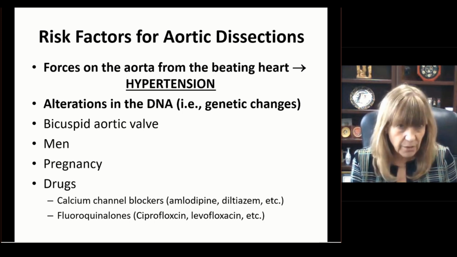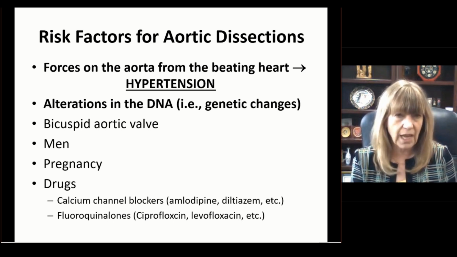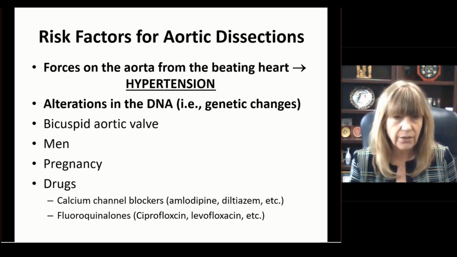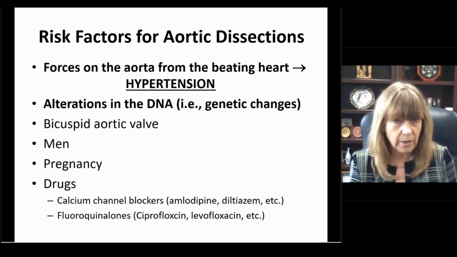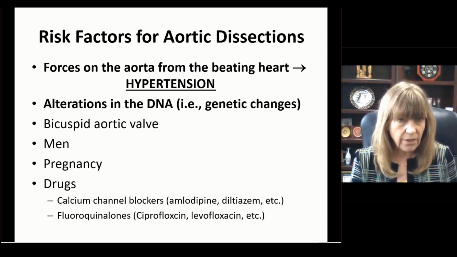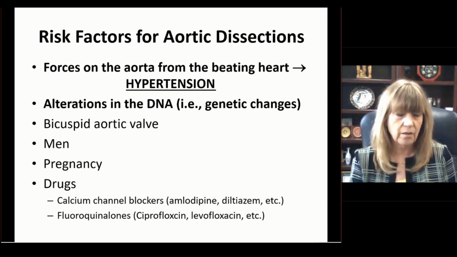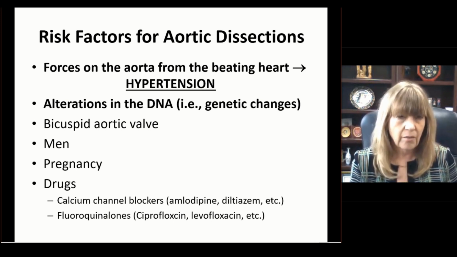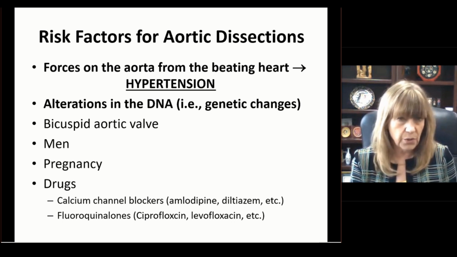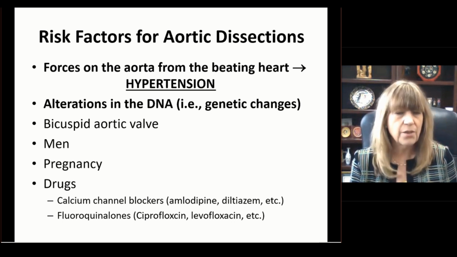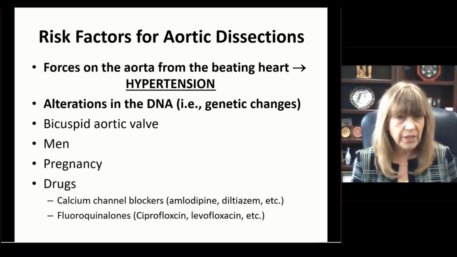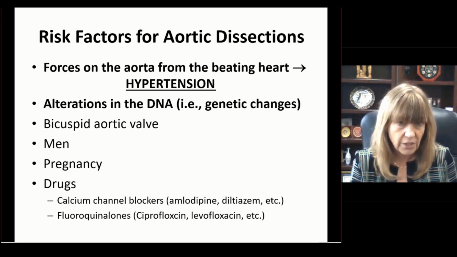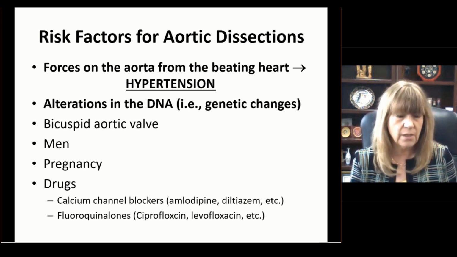A bicuspid aortic valve does increase your risk for an aneurysm, but our data currently say that these aneurysms rarely progress to dissection. Men are at an increased risk for dissections, more so than women, with about a ratio of 2 to 1. Pregnancy is a low risk for dissection in the general population, but if you've inherited one of these genetic alterations, then your risk with pregnancy will go up.